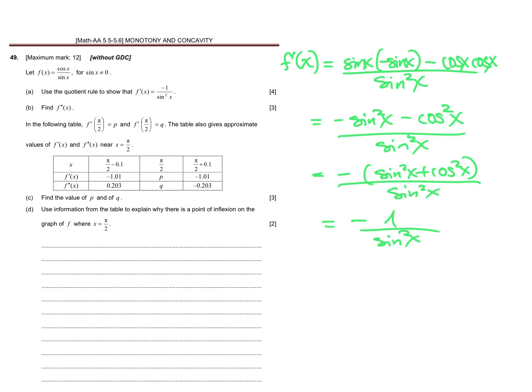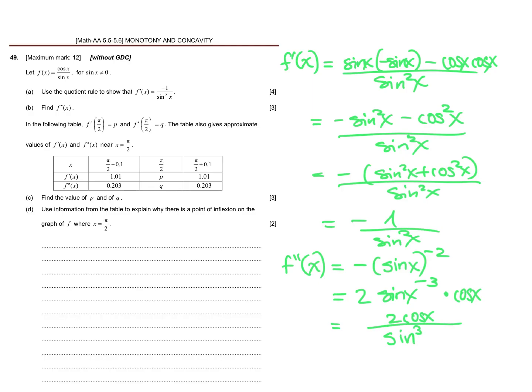If we want to find the second derivative, you can treat this as negative sine x to the -2 and then just do the power and chain rule. So you're going to have 2 sine x to the -3 times cosine x. So that's going to be 2 cosine x over sine cubed x.